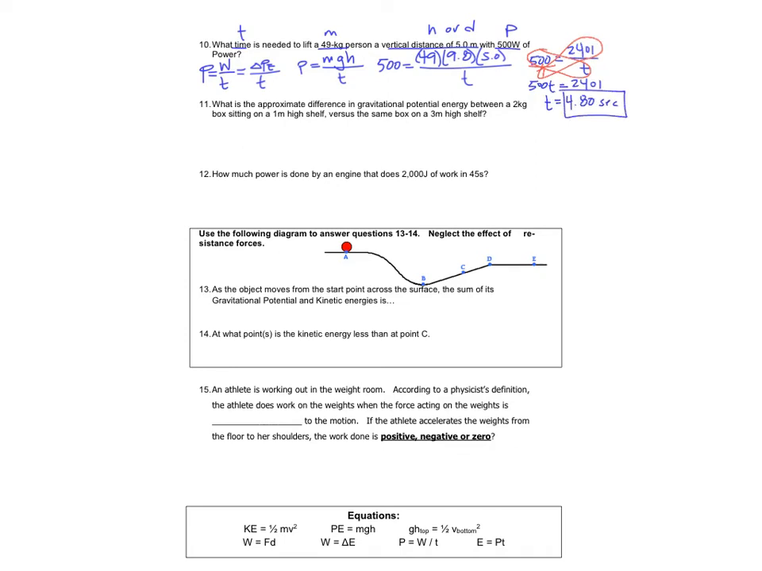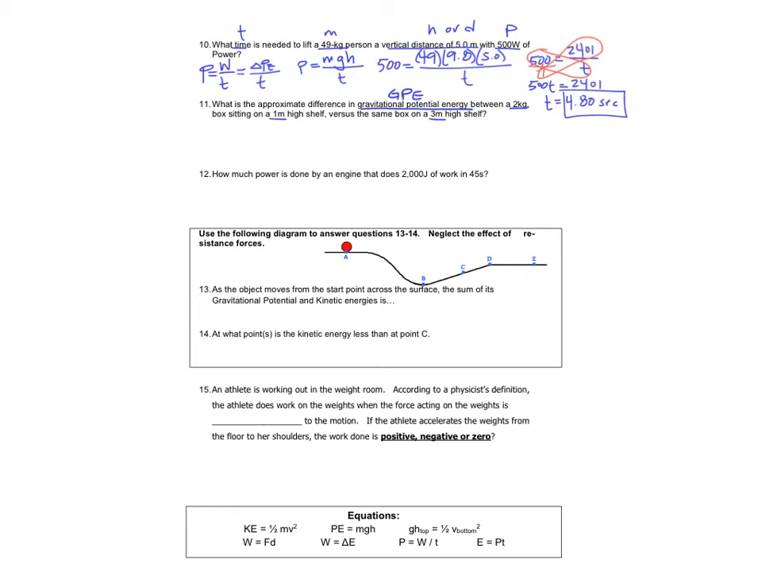Number 11, what's the approximate difference in gravitational potential energy? So I'm looking for PE or GPE, between a 2 kilogram box sitting on a 1 meter shelf or the same box on a 3 meter high shelf. So the only thing that's different here is the height. There is a change in height going on. The mass is staying the same. The heights are different. I want to figure out what that difference is.